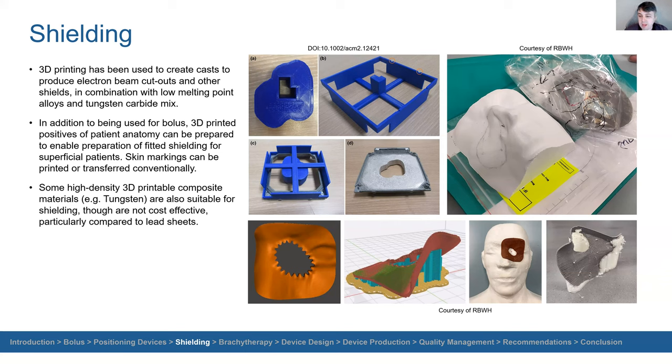And you can even do things like transfer skin markings to the printer. Tomas had the example before of printing the labels. You can do the same with skin markings. There are some high density 3D printable composite materials, so tungsten composites, for example, that are suitable for shielding, though they're not necessarily cost effective, particularly if you compare it to, say, lead sheeting, which can be very cheap.